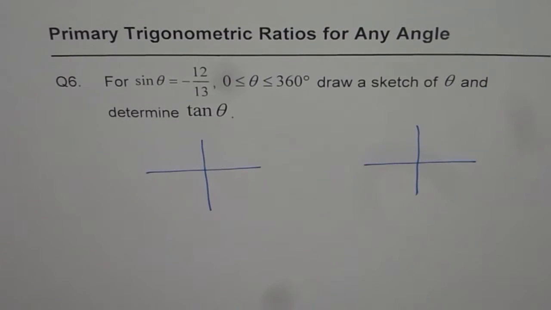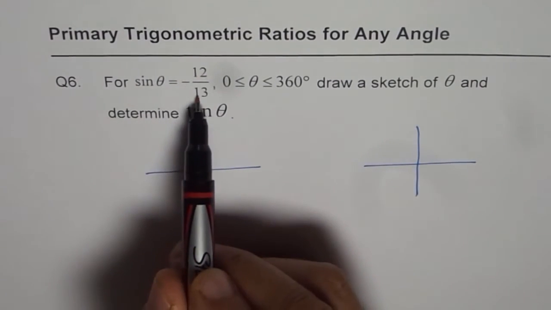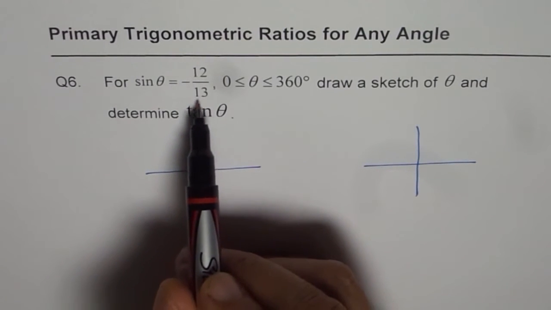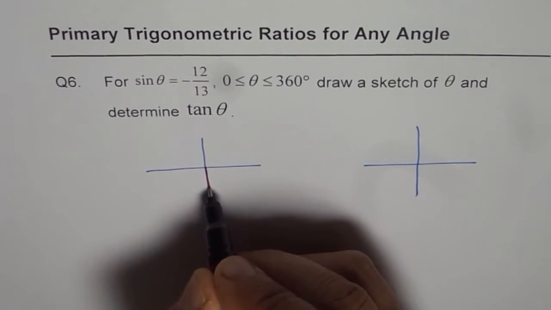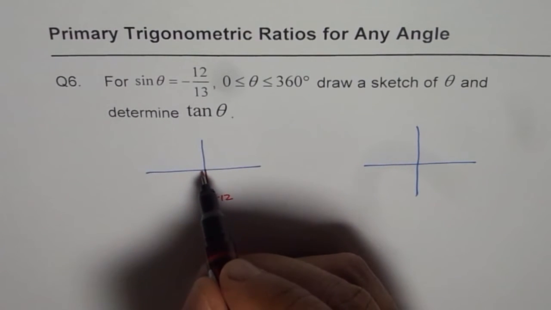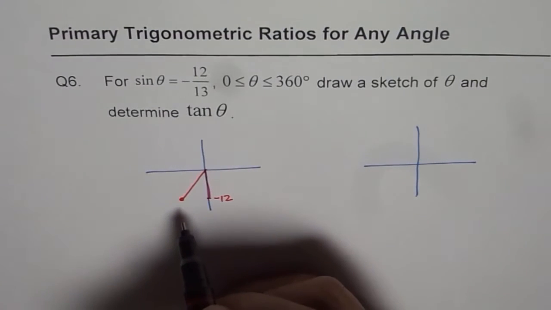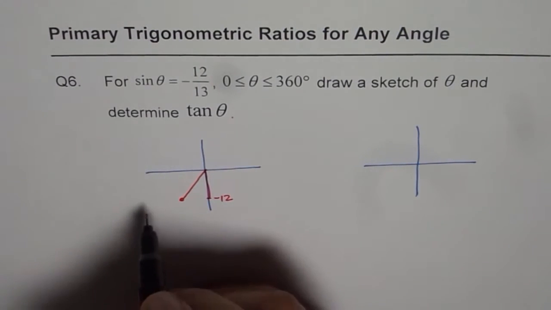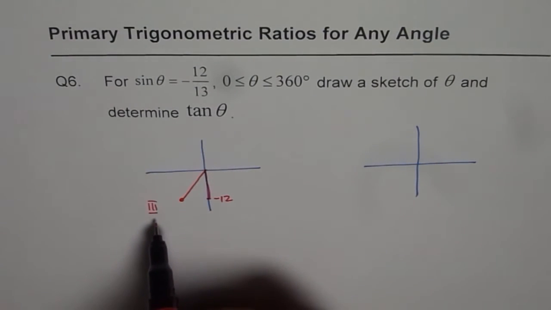Now when we say sine theta is minus 12 over 13, what does it mean? It really means that the y value is minus 12 and the radius, or the hypotenuse of the right triangle, is 13. So one triangle could be formed with this minus 12, and the other side is 13. So maybe like this. So that is the point. So we have a point in quadrant 3. As you know, sine theta is negative in quadrant 3.